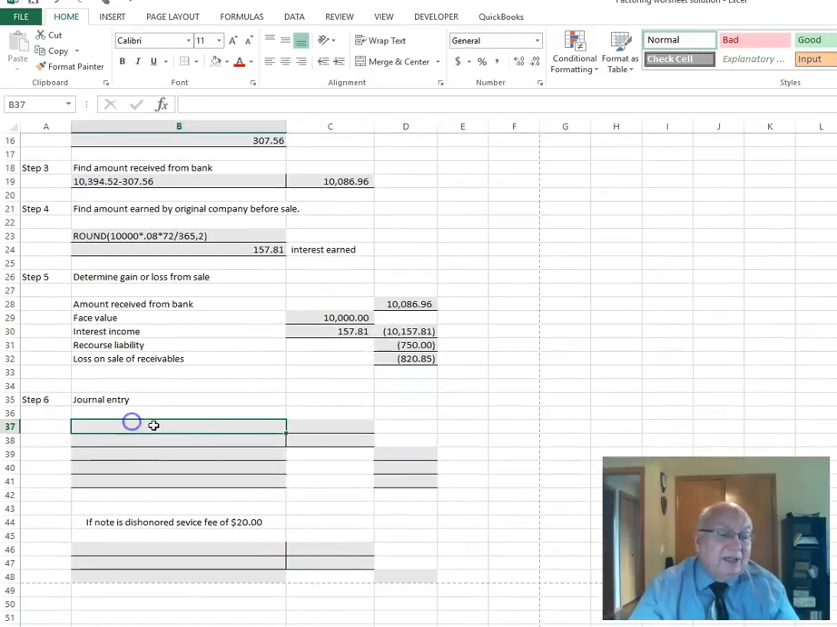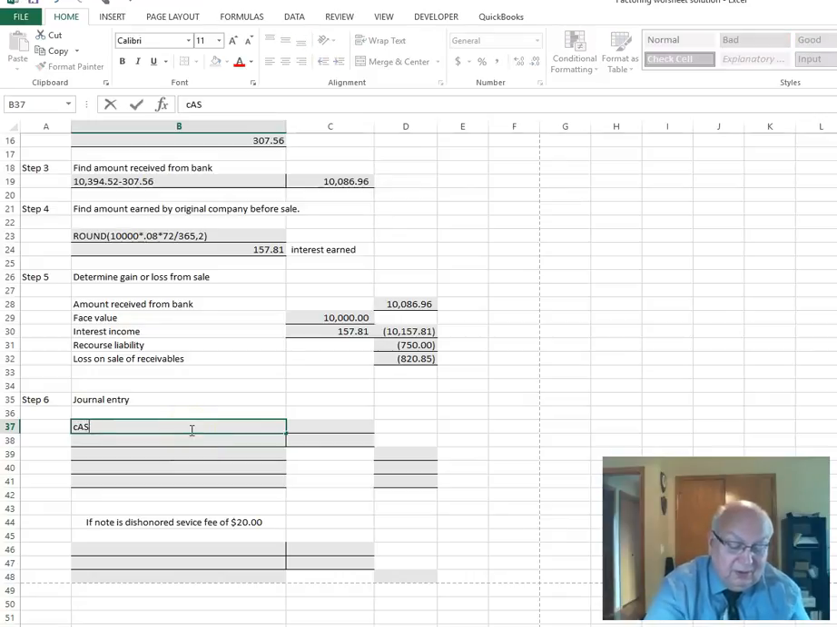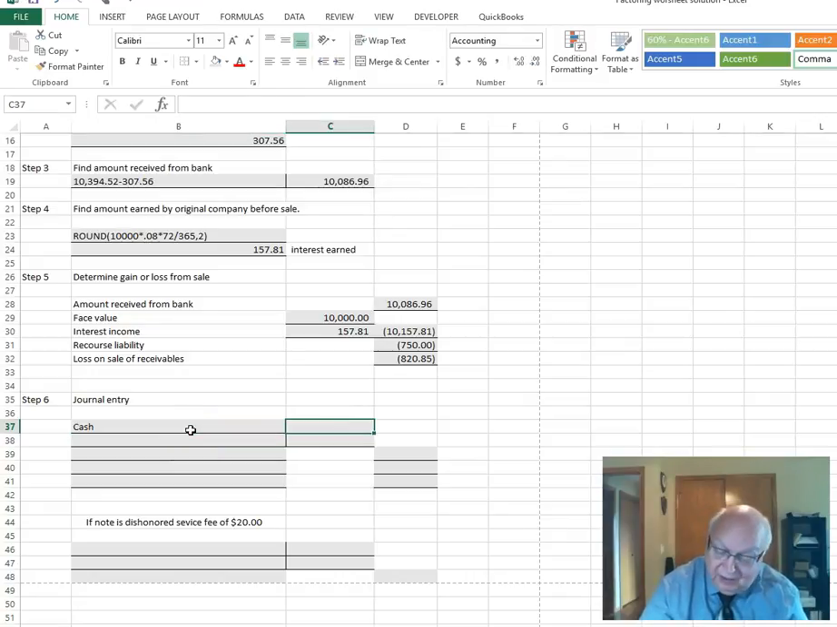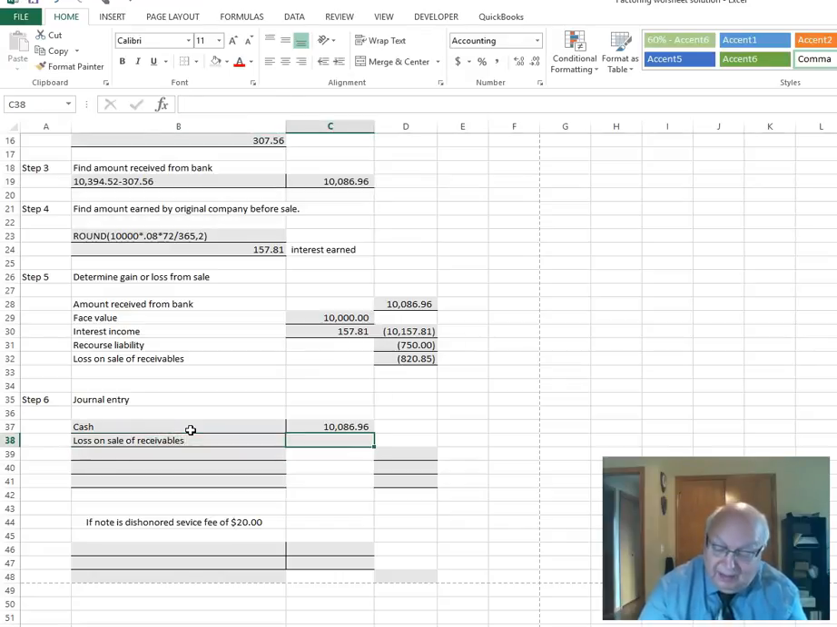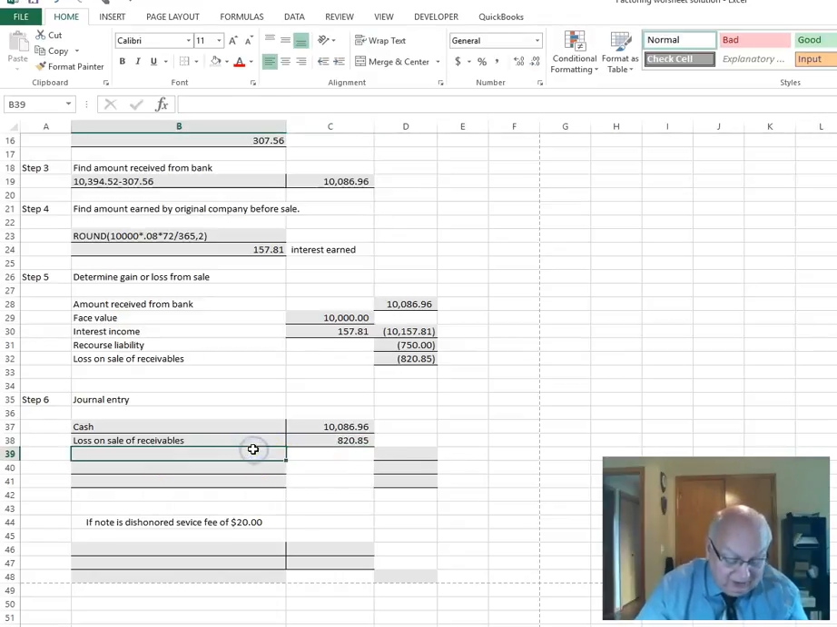And then step 6 is to do the journal entries. So the cash you received was $10,086.96. And then you have a loss on sale of receivables, and that's the $820.85. Okay, that is your loss.